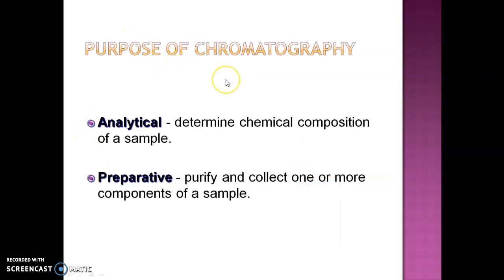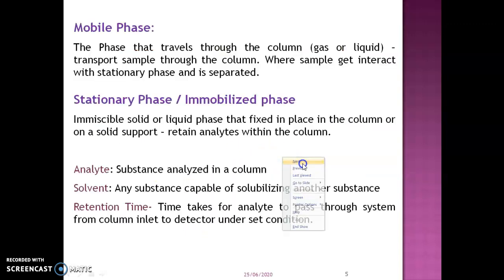What is the purpose of chromatography? Chromatography is used in many different ways. It is used to find out what is in a solid or liquid, and also to determine what unknown substances are present in there. Now, there are two main purposes of chromatography: first is the analytical purpose and another is the preparative purpose. What is the analytical purpose? It means chromatography is used to determine the chemical composition of a sample, whereas the preparative purpose means it is used to purify and also collect one or more components of a sample which is present in a mixture form.